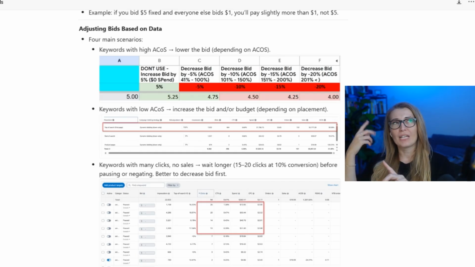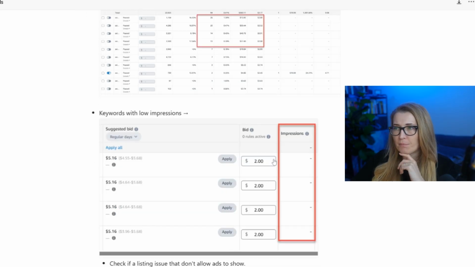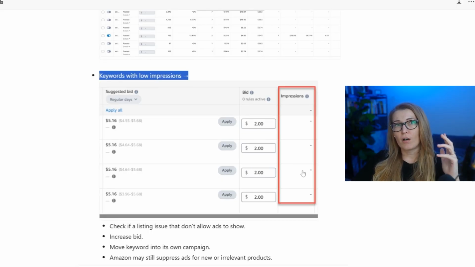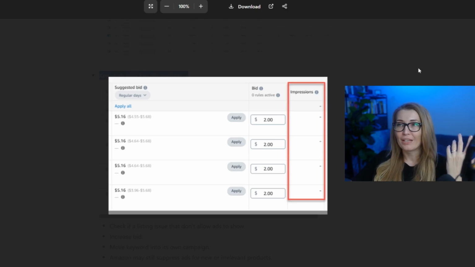We're still going to let the campaign stay enabled because we don't know how it's going to react for the other keywords or other products that are within the campaign. Last but not least is going to be the keywords with low impressions. So that is something that you can see on a campaign level. In the impression column, there's not going to be any data there.